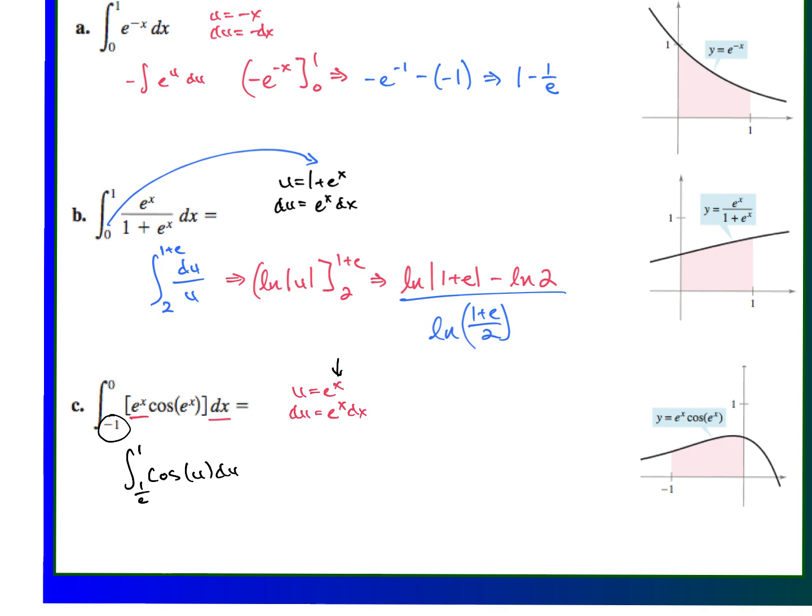All right. So then what is my antiderivative of cosine? Sine u in this case. And I'm going to go from 1 over e to 1. All right. So now when I substitute in, I end up with sine of 1 minus sine of 1 over e. All right. And that is the area under that curve. All right. Pretty good? All right. There you go.